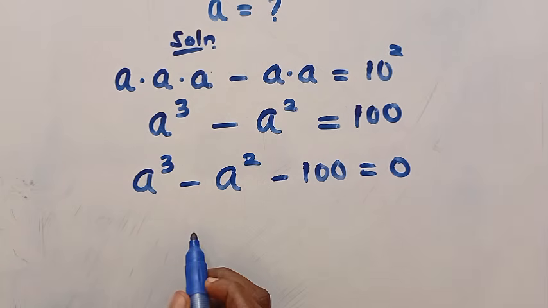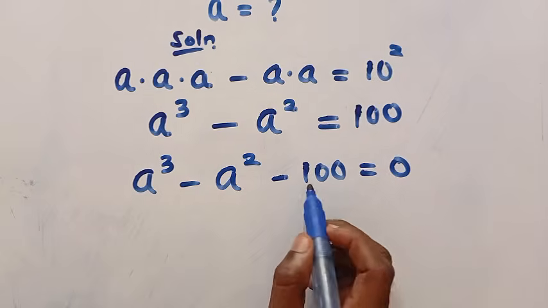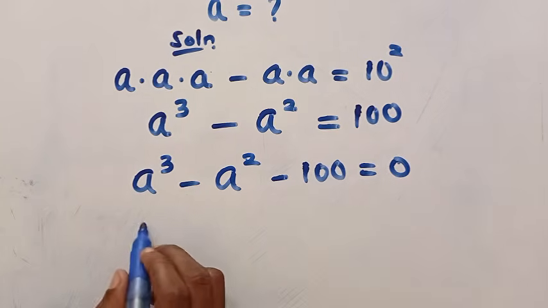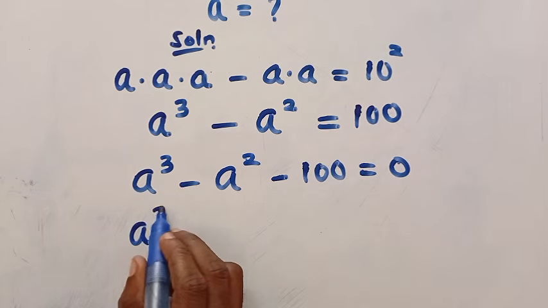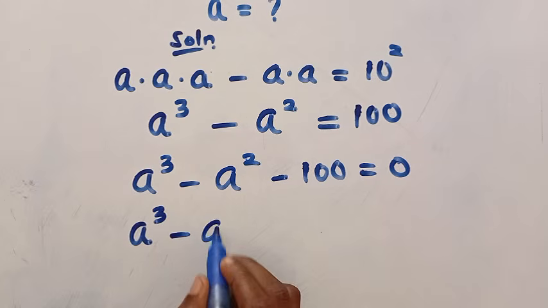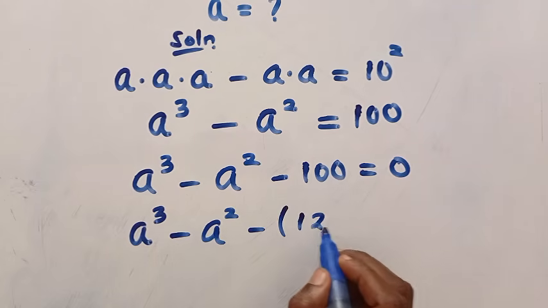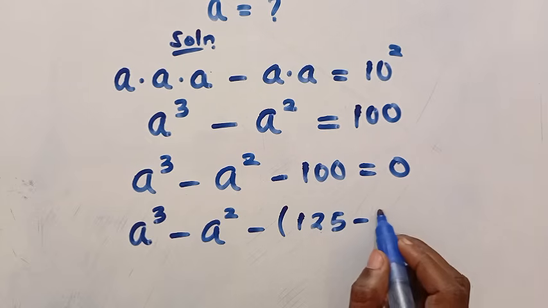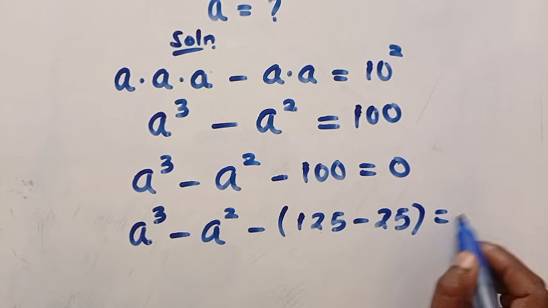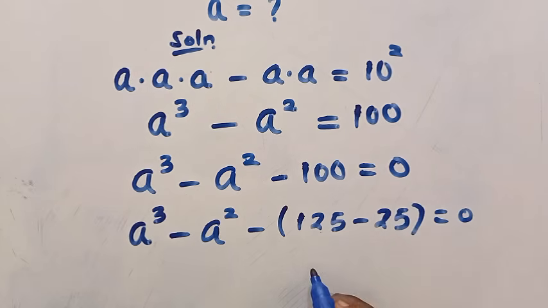We have to look for a pattern in such a way that we want to consider two things here: the cube identity and the square identity. The difference of 2 squares and difference of 2 cubes. By considering this 100, we can break 100 down, but before that, let's write A cube minus A squared minus bracket. 100 can be written as 125 minus 25. This equals 0. And why does this work?